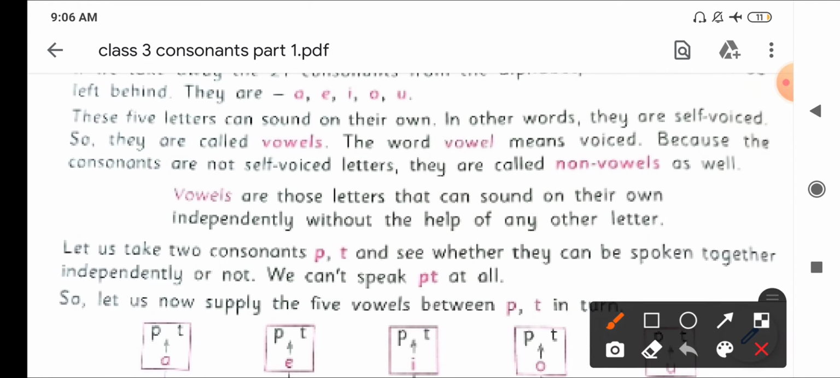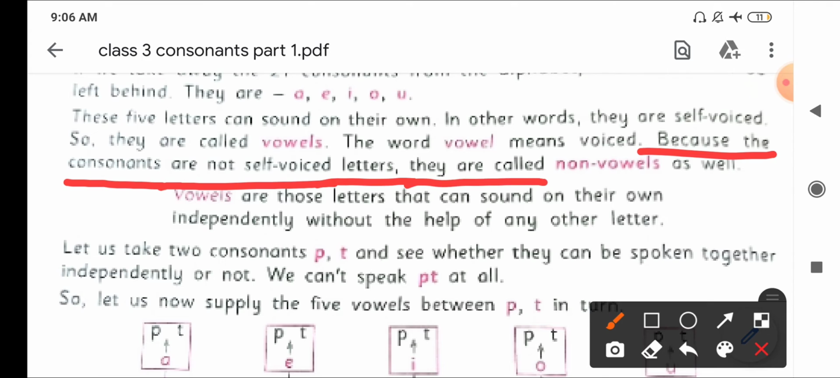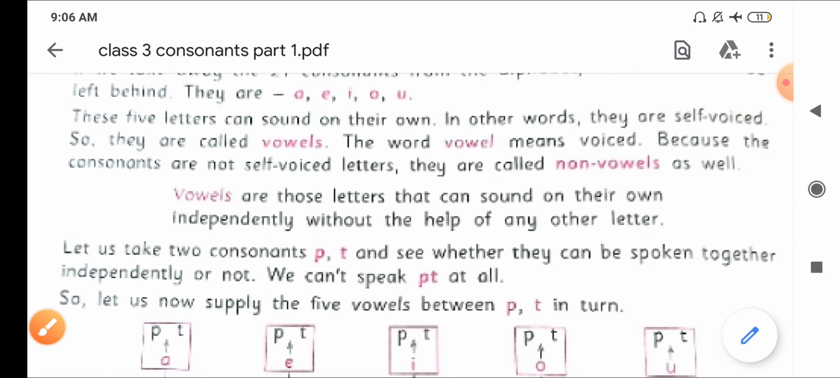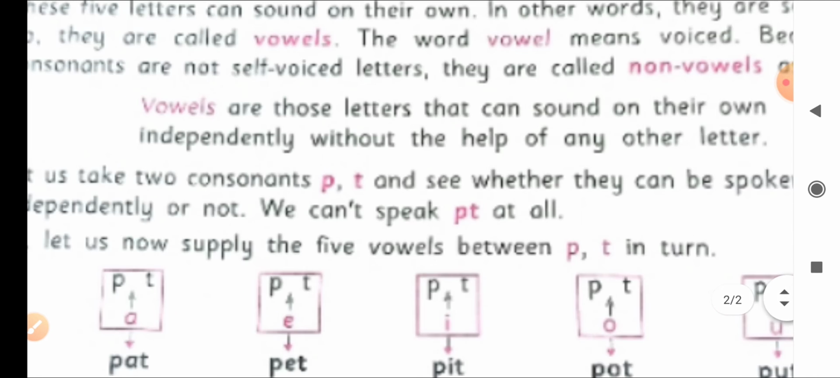Because of the consonants, they are not self-voiced letters. They are called non-vowels as well. You can see vowels means voiced. Because the consonants are not self-voiced, that means they are not pronounced individually, so they are called non-vowels. We can say consonants also as non-vowels. Then what is the definition of vowel?